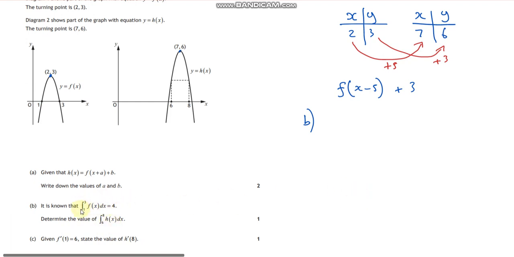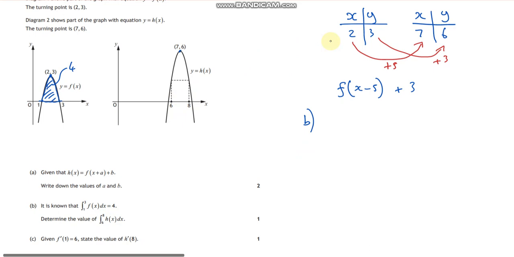Let's look at it. So if I integrate f of x between 3 and 1 with respect to x, I'm going to get an answer of 4. Now remember, if you integrate between 3 and 1, and f of x is this function here, what it's saying is the area enclosed between the x-axis and the function is equal to 4. So determine the value of the integral of h of x from 8 to 6. Okay, well there's 8 and 6, that's fine.